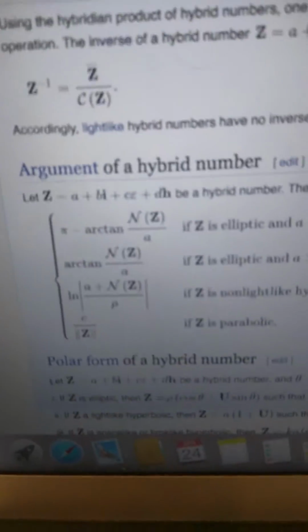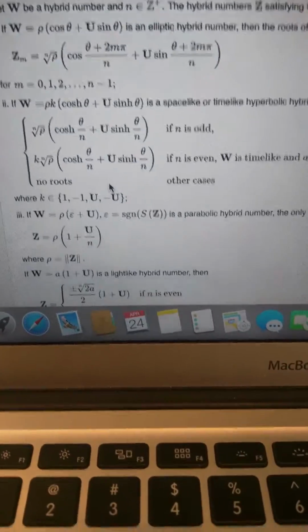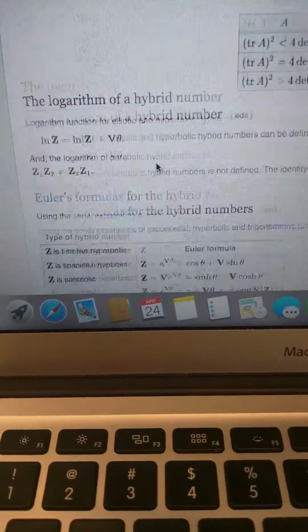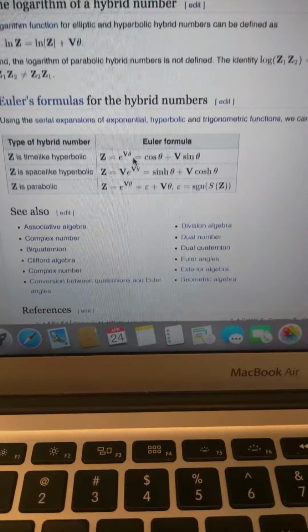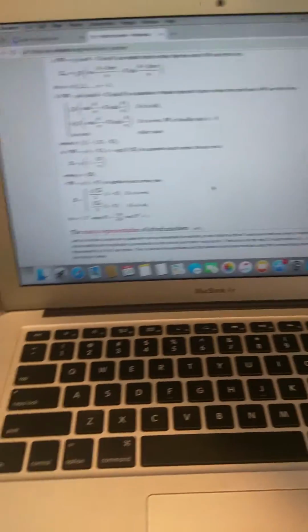Okay, so this is where pretty much the classification ends, using this Wikipedia article, because it provides the most information. So character and type. Also, we have the norms, inverse. And then it goes to argument, polar form, de Moivre's formula, which is pretty cool. Roots, and some more stuff. Logarithm, which is what I find cool, and even Euler's formula looks pretty similar to Euler's actual formula.